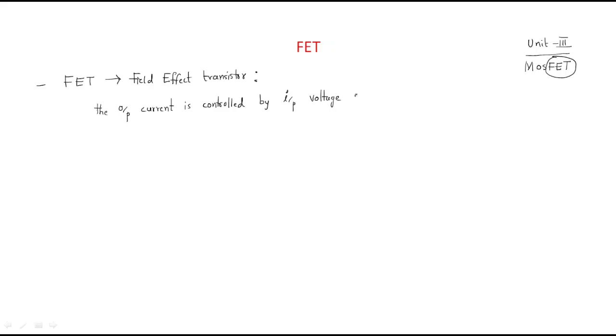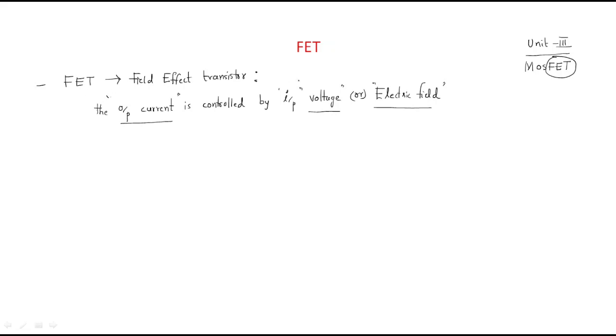What is another name of voltage? Electric field. So the simple thing is, we know the output current is controlled by the input voltage, and voltage means the electric field. That's why it is called field effect transistor.